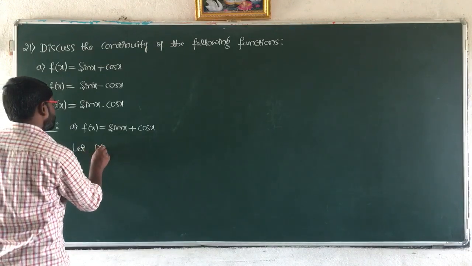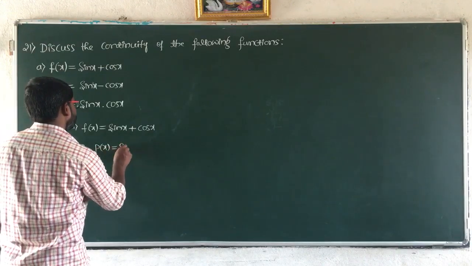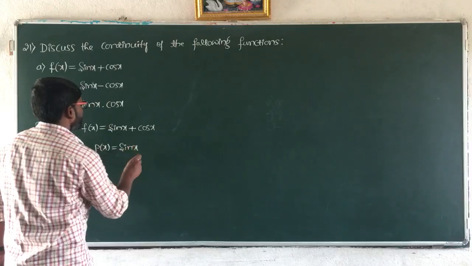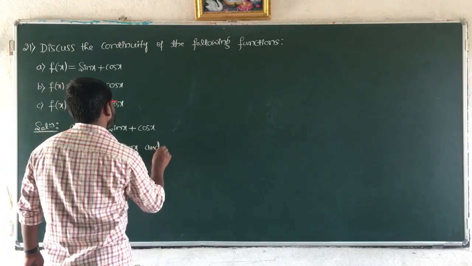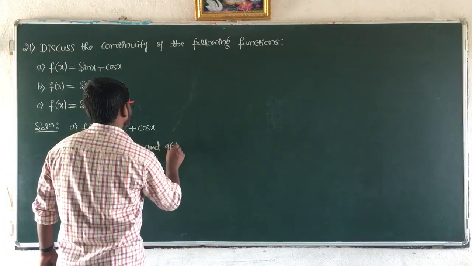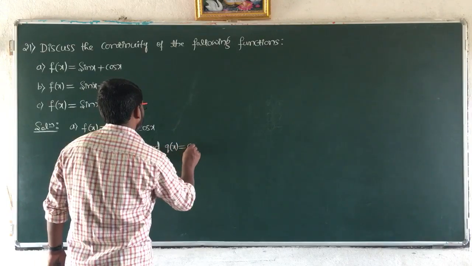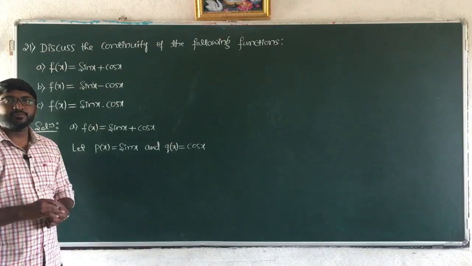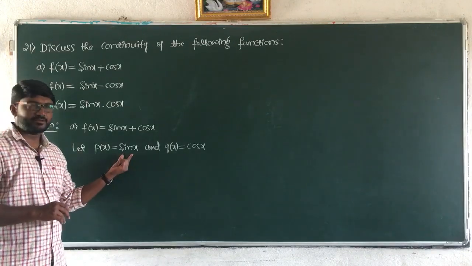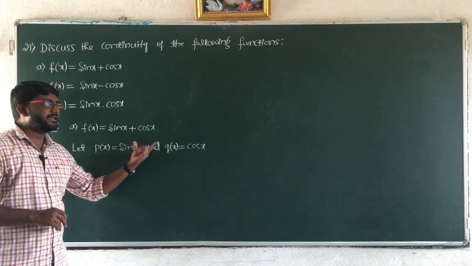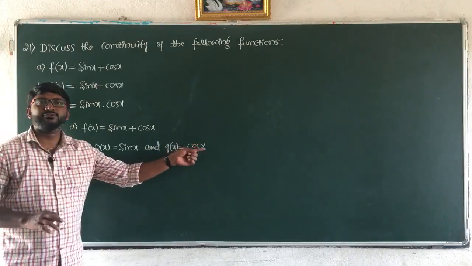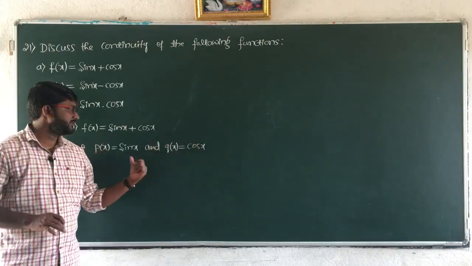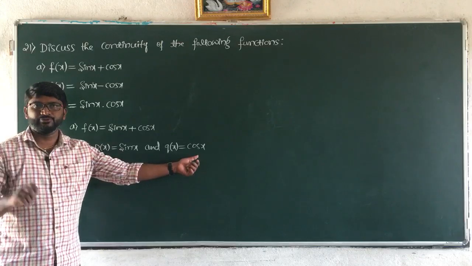let p of x equal sin x and q of x equal cos x. So in the example problems, they have solved that sin x is a continuous function and cos x is also a continuous function. So these two are there in the example problems, you can go through that.